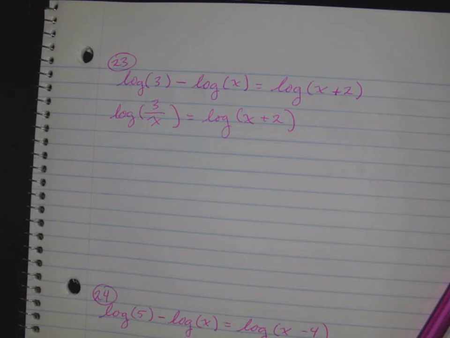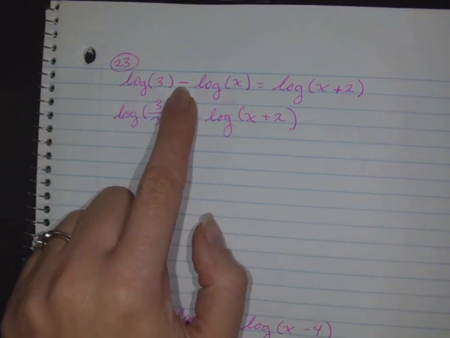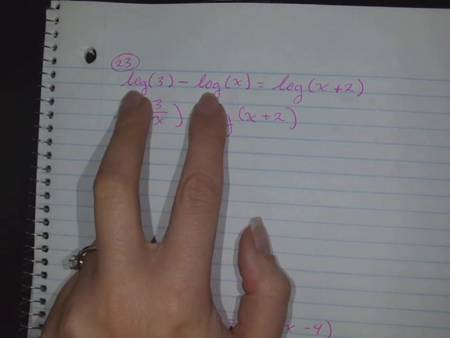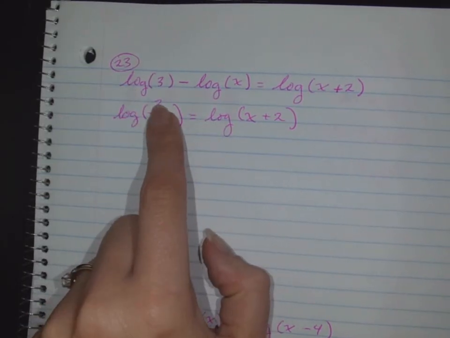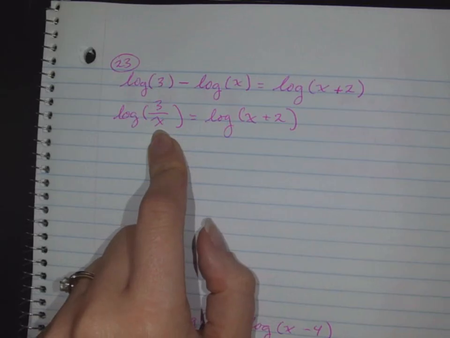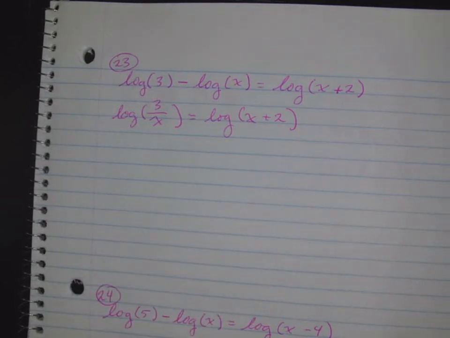Plus 2. Okay, yeah. So, because we had two logs, they're the same base, they're both base 10, and they were subtracted, that's why we divided. So we did 3 divided by x, okay? So then it says, oh, they essentially cancel. That's interesting.